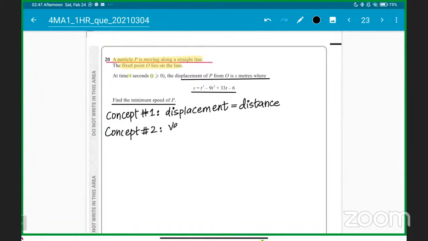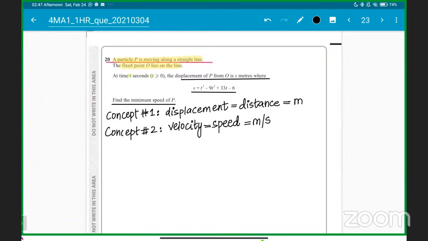Concept number two, velocity is called the speed as well. So this is distance, and velocity will be called the speed. If they are mentioning speed, you have to find velocity. Velocity equals speed. So if distance is in meters, velocity will be meters per second.